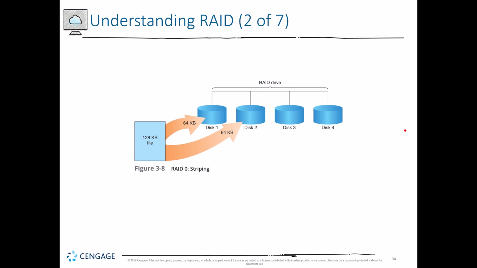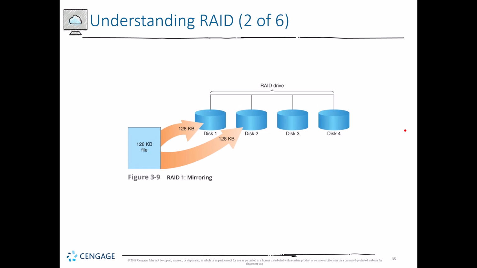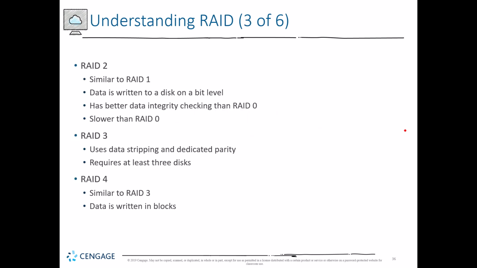So here again, with striping with RAID 0, you have data written to 2 or more drives. With RAID 1 mirroring, you have the same data written to both drives. If one drive fails, then you have a complete duplicate copy on the other storage device.